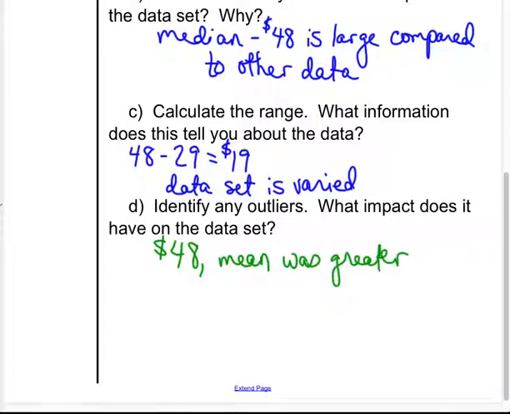That's why we chose the median as the better measure of center, as well as the range was quite a bit greater, because if the $48 wasn't there, the range would have been 35 minus 29, which would have only been a $6 range. So that outlier changed the range quite a bit.